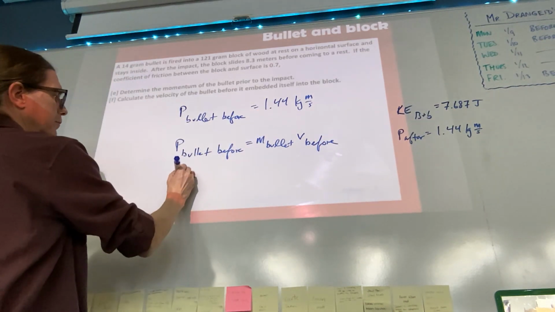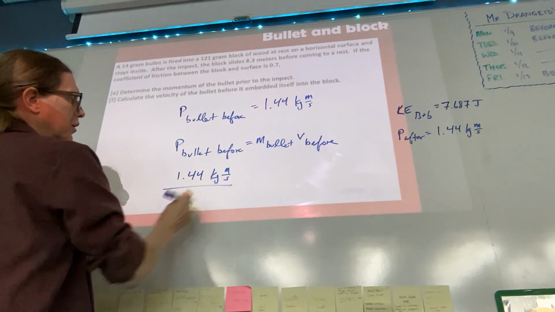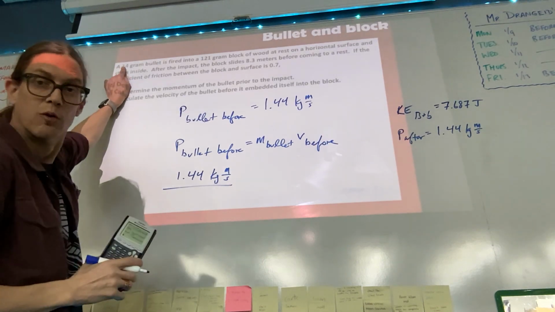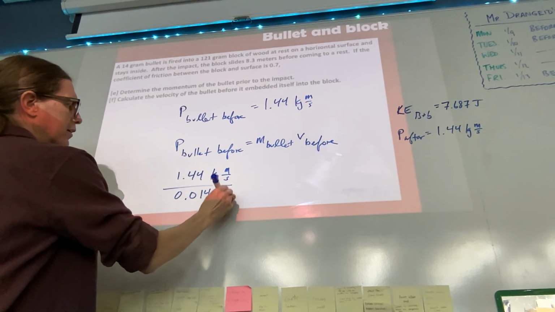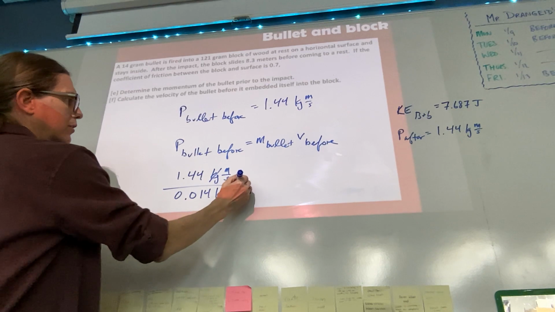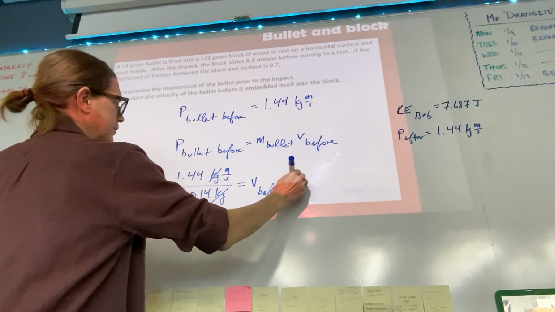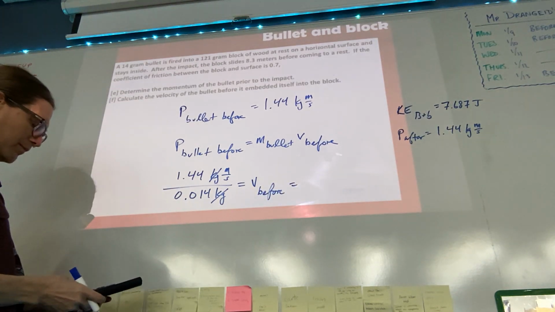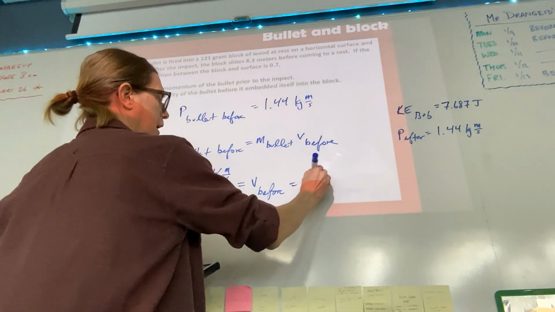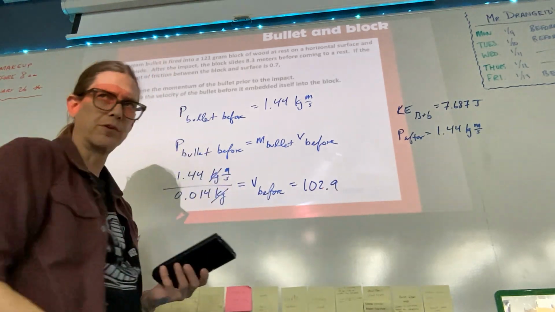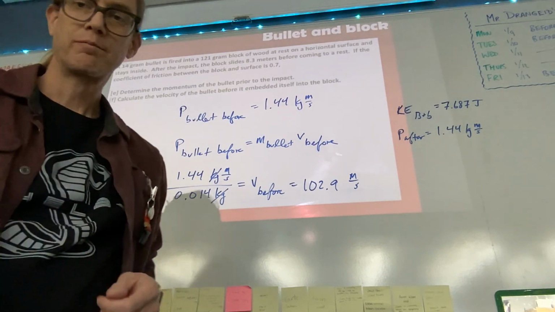So we're going to take this and divide by the mass of the bullet, but it's got to be in kilograms. So 14 grams is 0.014 kilograms. Kilograms cancels out. That's going to be the velocity of the bullet beforehand. And we get 102.9 with a little bit of rounding, meters per second. Okay, hopefully that helps.